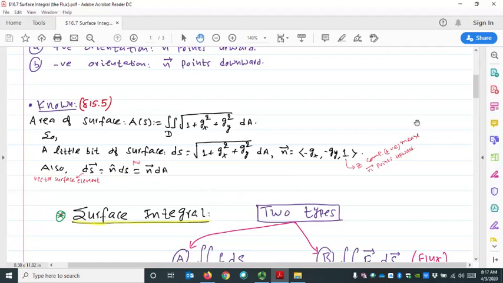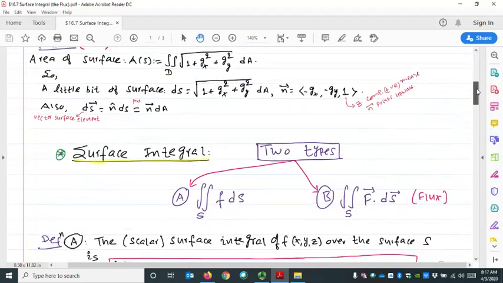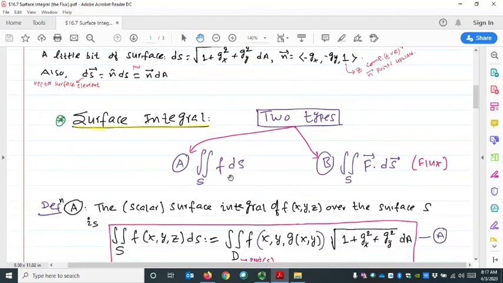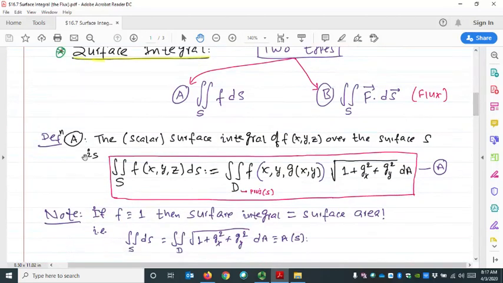Now let's talk about surface integral. Let me scroll down. There are two types of surface integral we study. One, the surface integral of a scalar field, and another one, the surface integral of a vector field, which is also called a flux. So let's talk about the first one, A, the surface integral of a scalar function f(x, y, z) over the surface S. It is denoted and defined as the double integral of f over the surface S equals the double integral of f of x, y, g(x, y), this is the same as z equals g(x, y), times the radical 1 plus g_x squared plus g_y squared dA, and we integrate over the two-dimensional domain D, which is the projection of the surface on the xy plane.